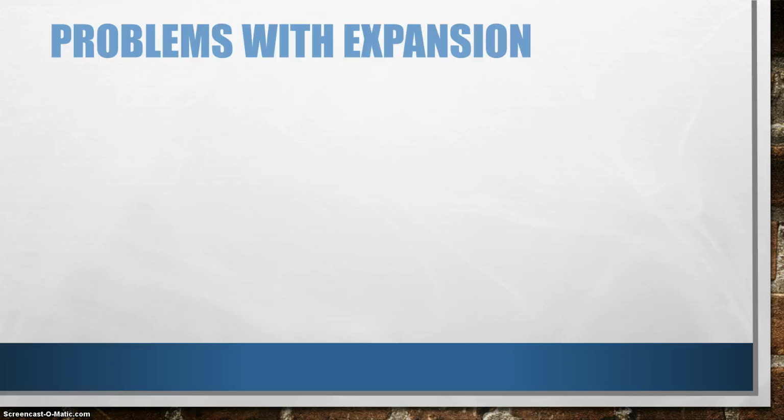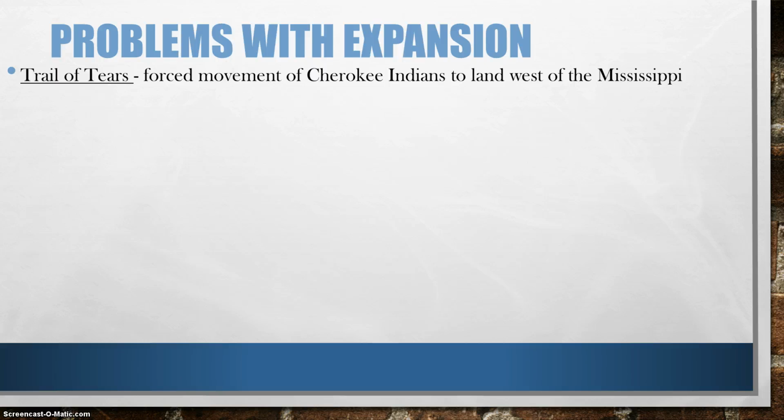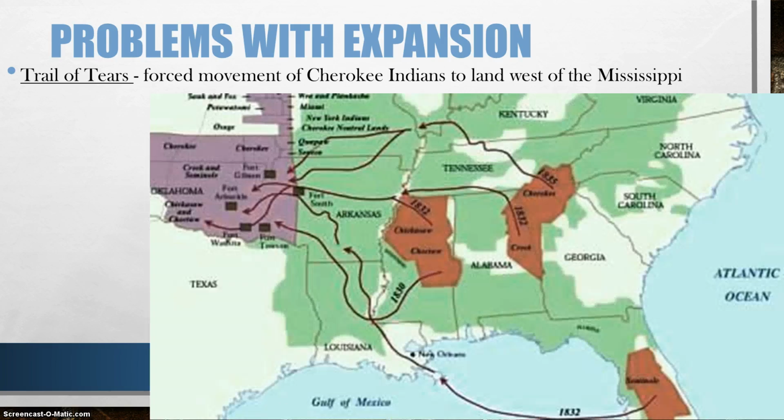All right, so our first group of words are problems with expansion. Or terms dealing with the problems of expansion. So our first one we have is Trail of Tears. And so the deal with that was the forced movement of the Cherokee Indians. Actually, many other Native American tribes were also forced to move. So it's not necessarily just the Cherokee, but to lands west of the Mississippi River.